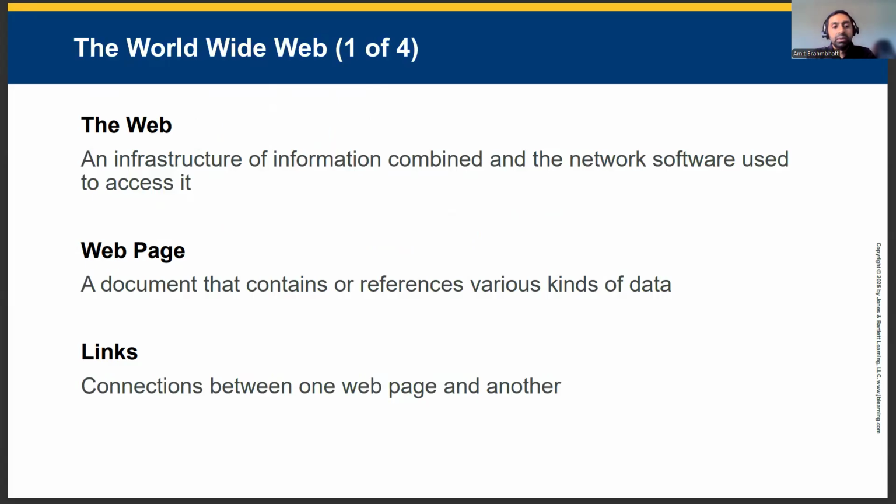The web is an information infrastructure built on top of the internet. It includes all the pages, images, videos, and linked documents you can access through web browsers. A web page contains various types of content, and links allow movement from one page to another. These connections form the global web of information that gives the web its name.